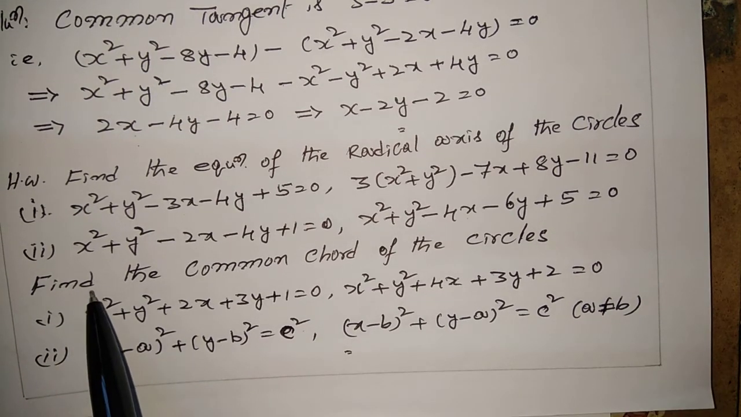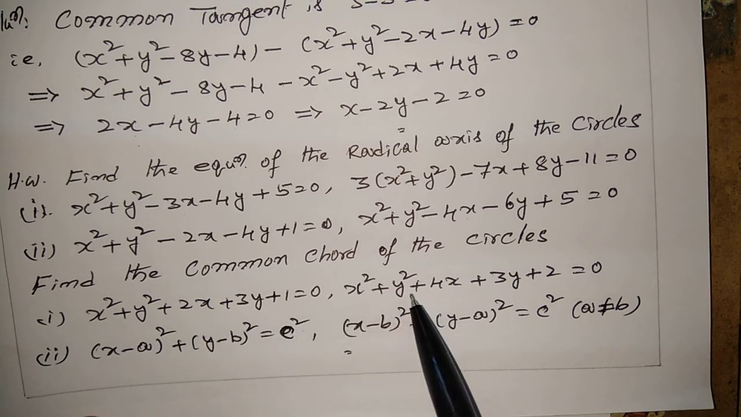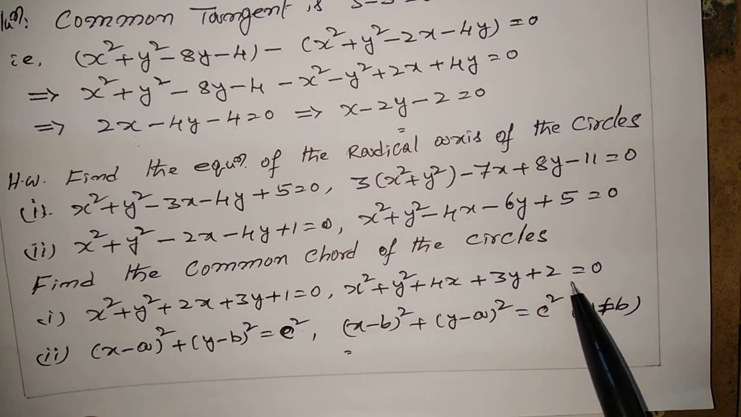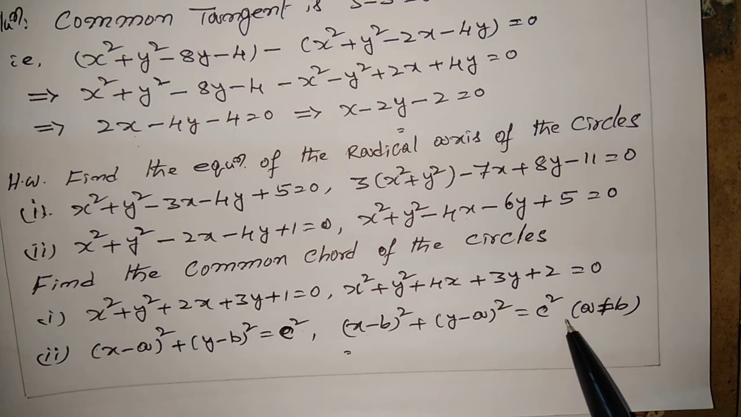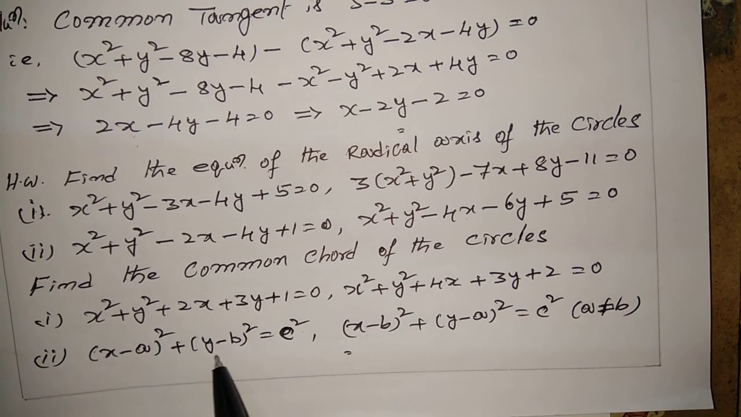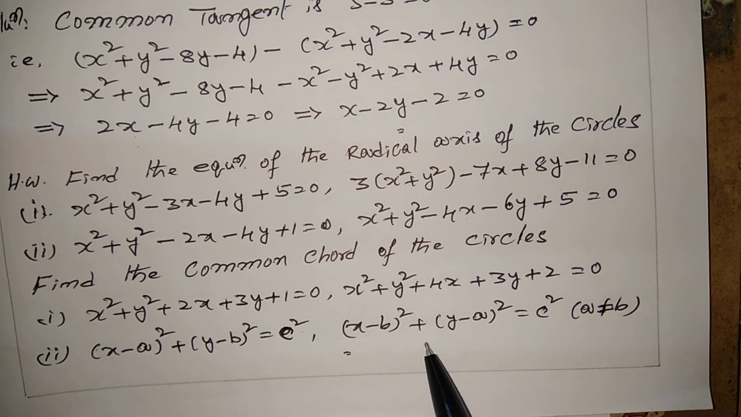Next one. Find the common chord of the circles x square plus y square plus 2x plus 3y plus 1 is equal to 0, and x square plus y square plus 4x plus 3y plus 2 is equal to 0. Directly use S minus S dash is equal to 0. Second one, (x minus a) whole square plus (y minus b) whole square is equal to c square, and (x minus b) whole square plus (y minus a) whole square is equal to c square. First expand these and use the formula S minus S dash is equal to 0.